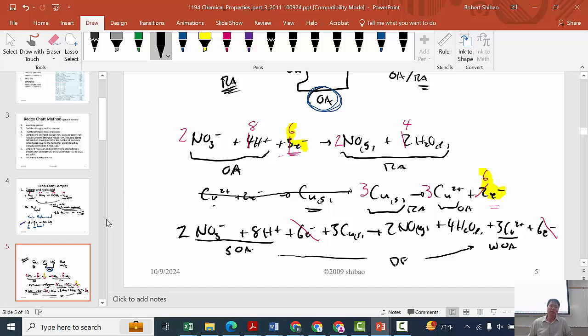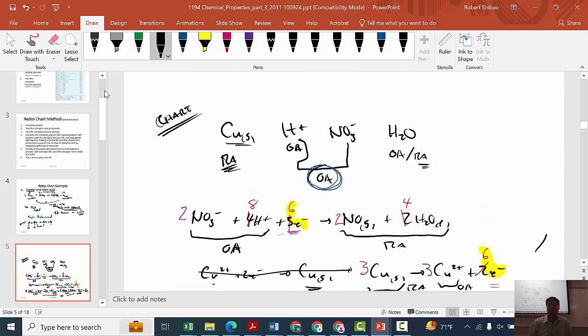Because of the conjugate relationship, this means that copper metal must be a stronger reducing agent than NO and water. This must be a weaker reducing agent. And so we have reaction. And so the last step would be just to clean this up.